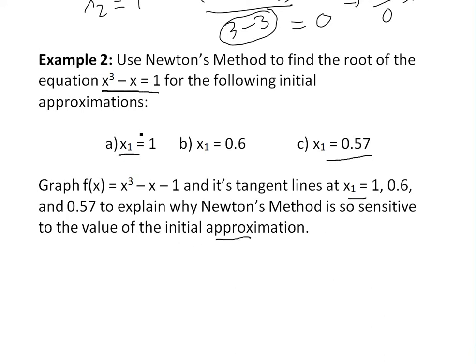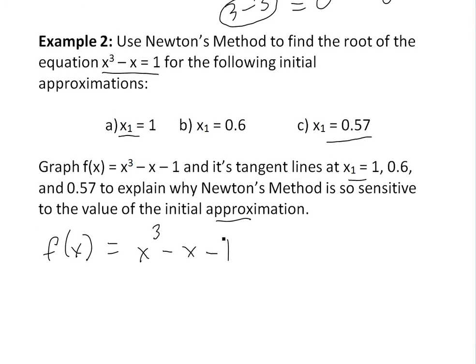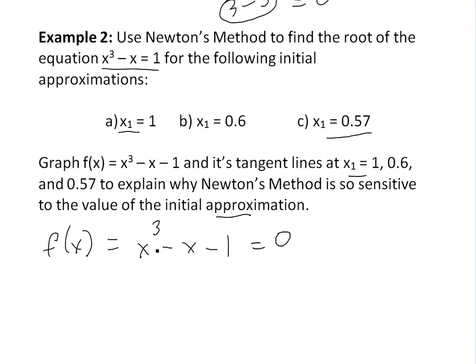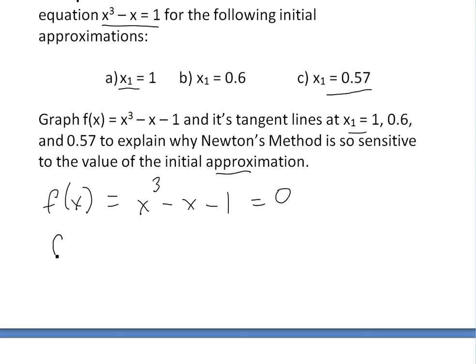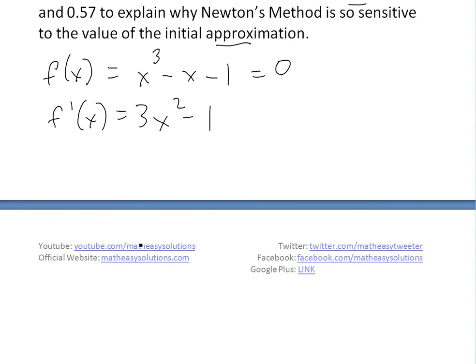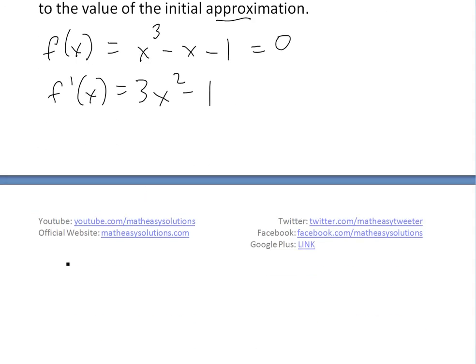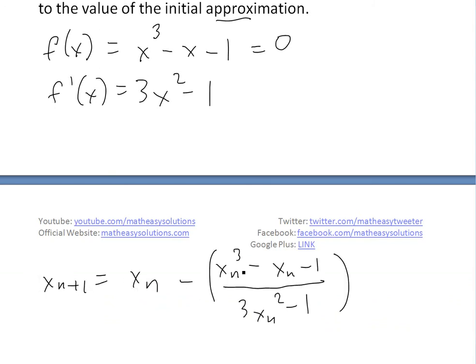Well, first let's get this formula set up. Again, f(x) in this case, we have to rearrange, so this is going to be x cubed minus x minus 1. We shift this over so that it equals 0 here. Then if you take the derivative, it's going to be 3x squared minus 1. And the formula we set up would be xn plus 1 is equal to xn minus f(xn) divided by the derivative of this one.